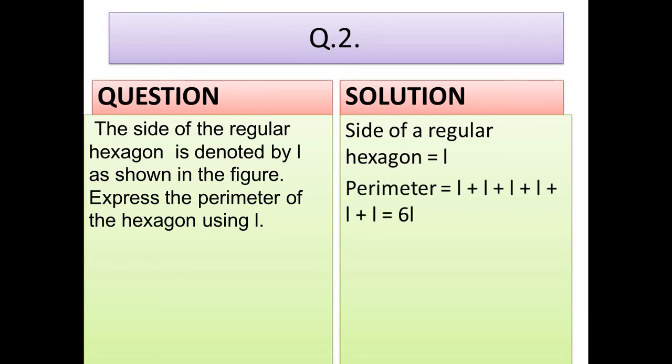So the perimeter will be L plus L plus L plus L plus L plus L. That is L 6 times. So it is 6L. This is the figure. It is a regular hexagon having sides as L.